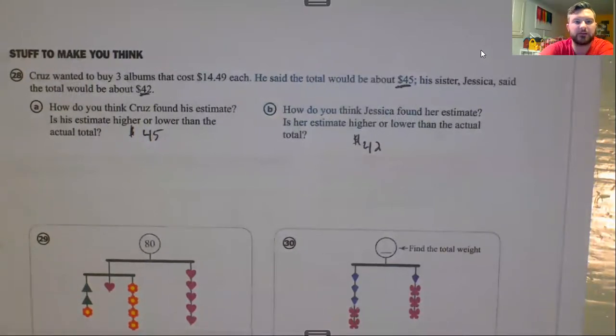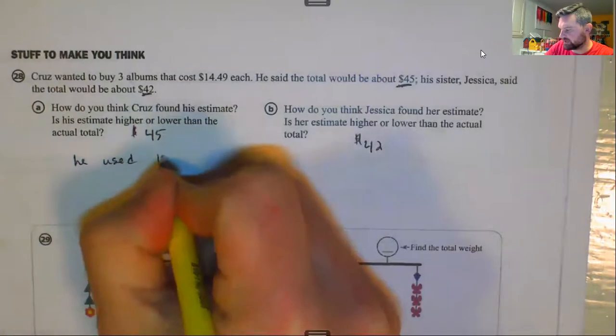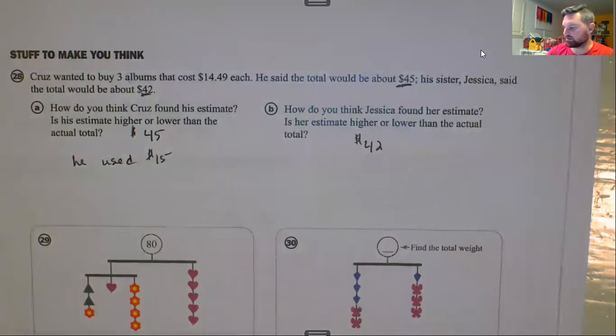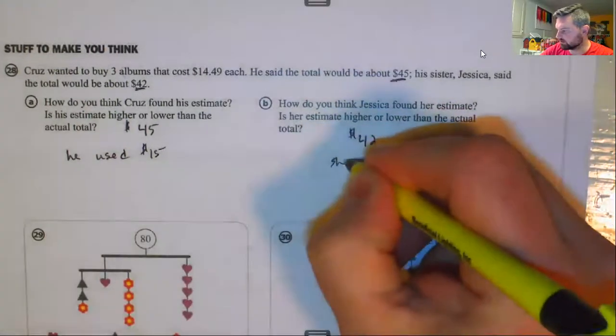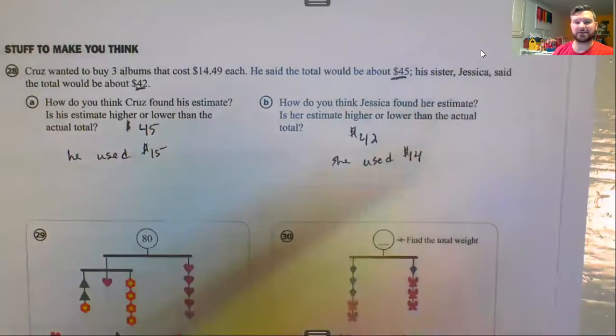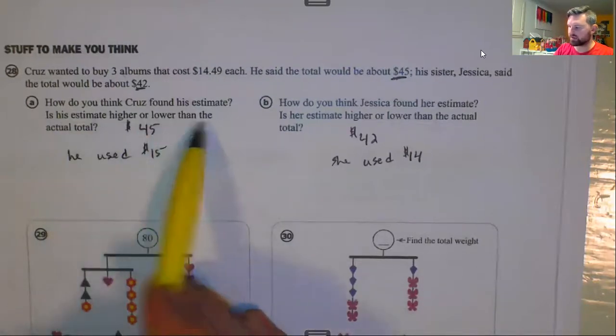So what they did is they each rounded, okay, and Cruz rounded to 15. He used $15 because 15 times 3 is 45. And Jessica found her estimate by using $14. 14 times 3 is 42. And it says which one is closer? Is his estimate higher or lower than the actual number?